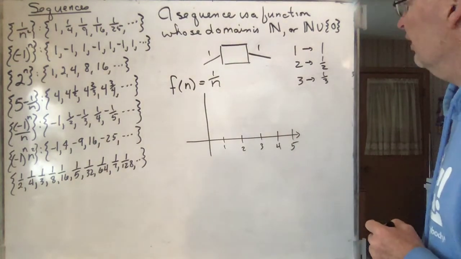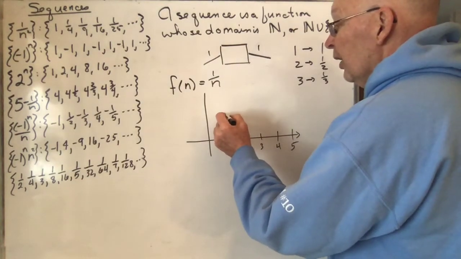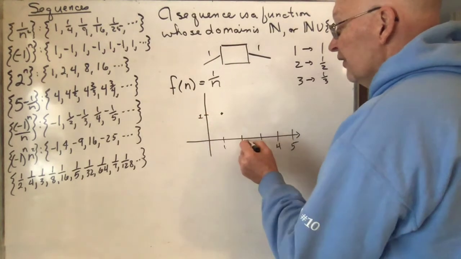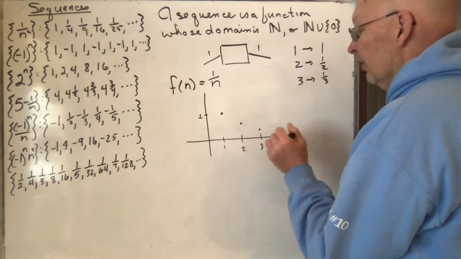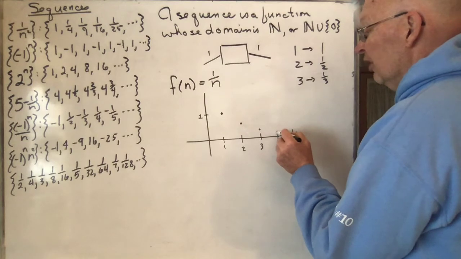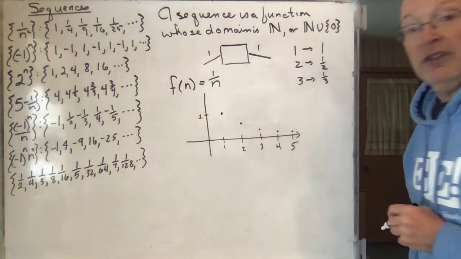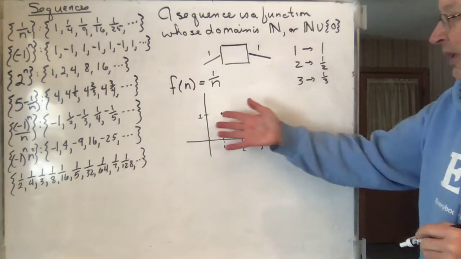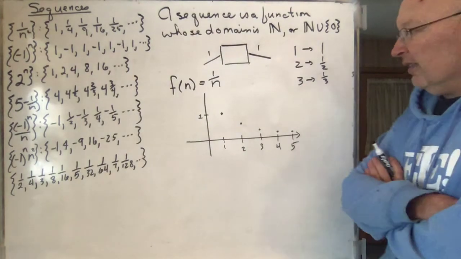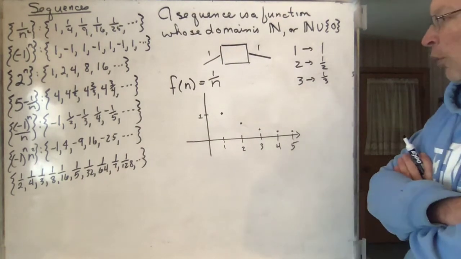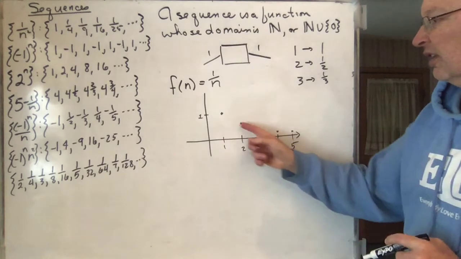And so what does the function look like? Well, if you stick in 1, you get out 1. Here's 1 right there. If you stick in 2, you get out 1/2. Stick in 3, you get out 1/3. Stick in 4, you get out 1/4. Stick in 5, you get out 1/5, and so on. So the sequence would just be a collection of points on your XY axis system. And so that works. It's kind of a wasteful way to draw a sequence because you're using up the whole board for just a collection of points.